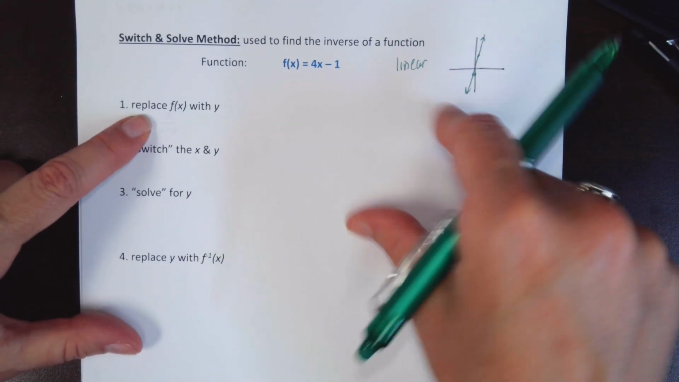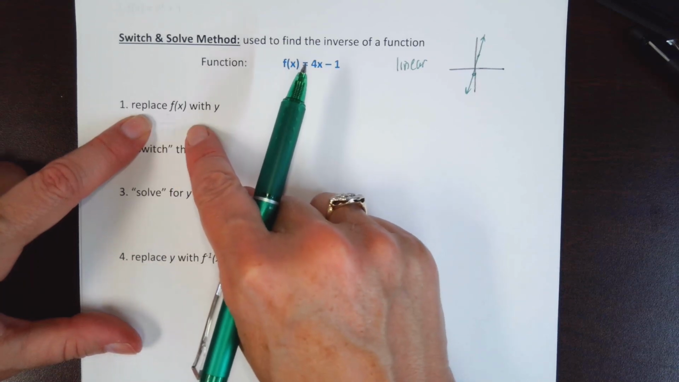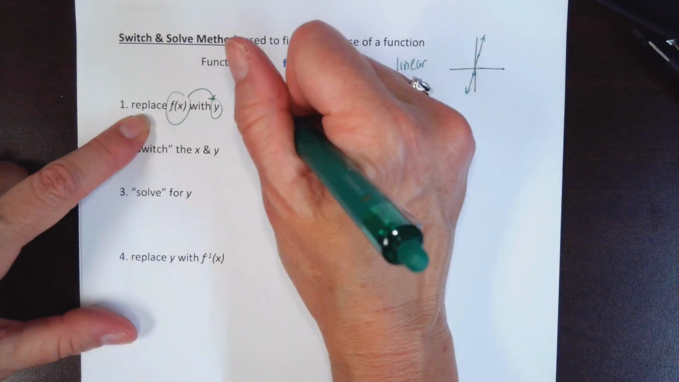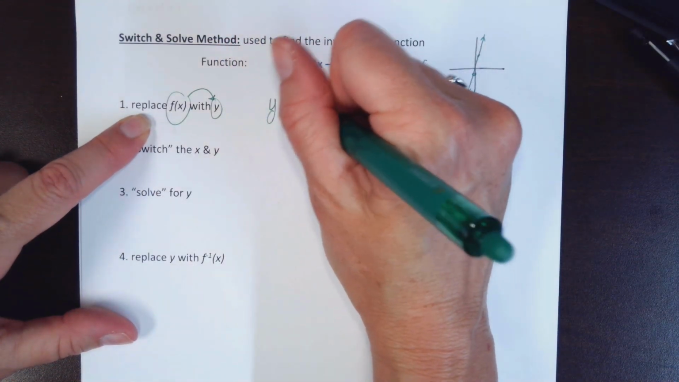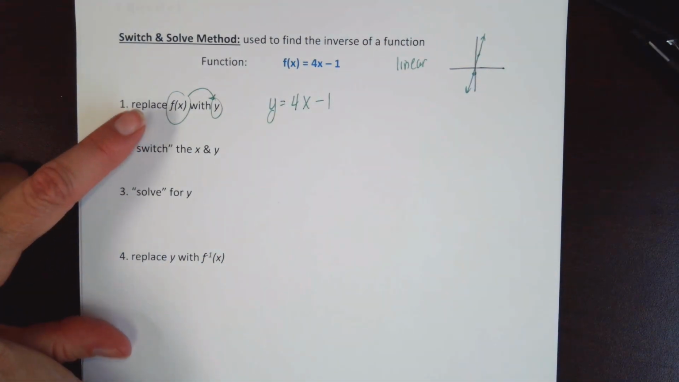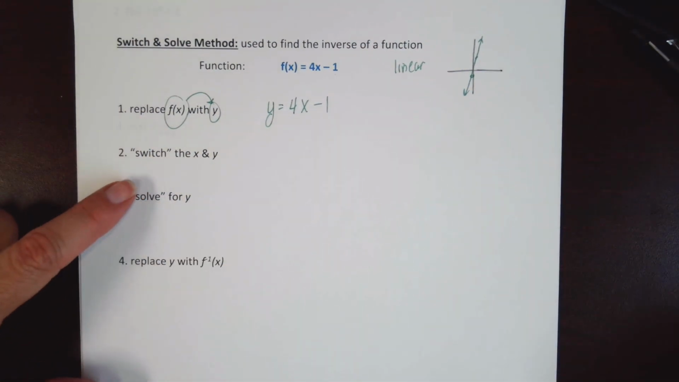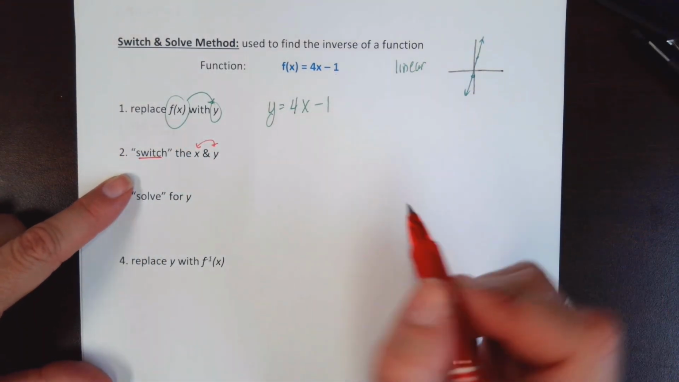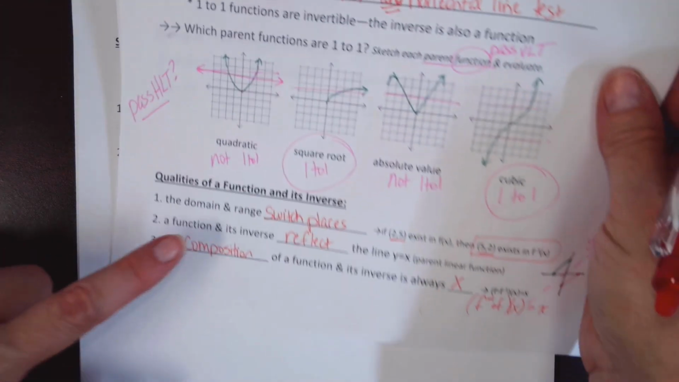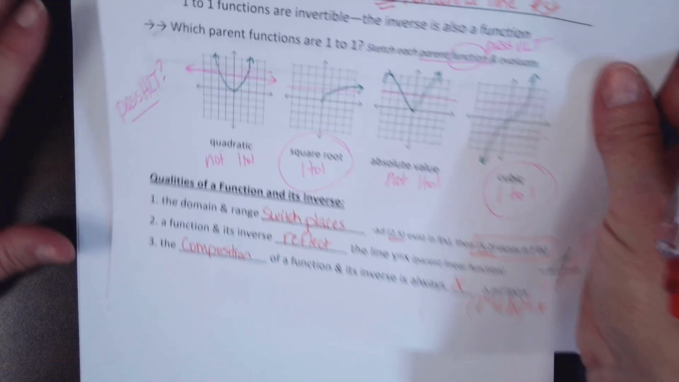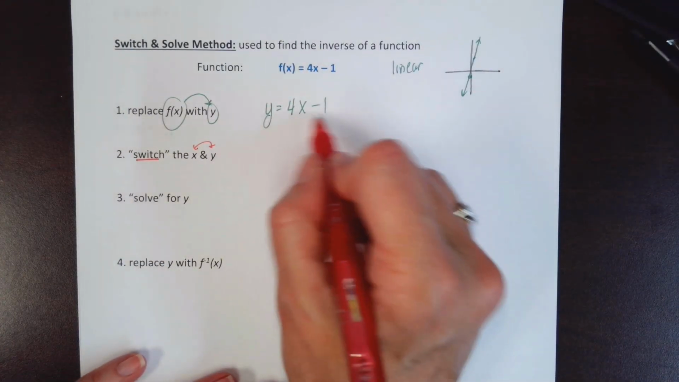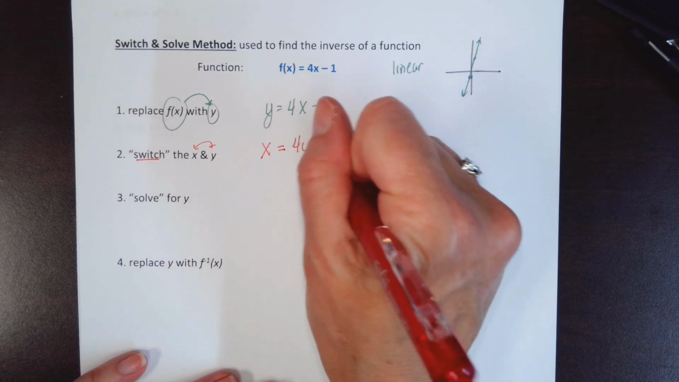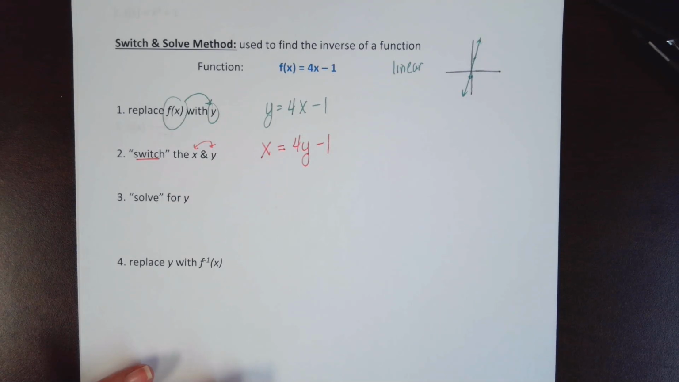My first step always is to replace our function notation with y. These two things mean the same thing. So instead of f of x, I'm going to rewrite it as y equals. Next step, switch. Here's the important thing: switch the x and the y to opposite places. Why would we do that? Well, remember our 3 qualities. Domain and range switch places between a function and its inverse. So I rewrite it as x equals 4y minus 1. I switched my x and my y.